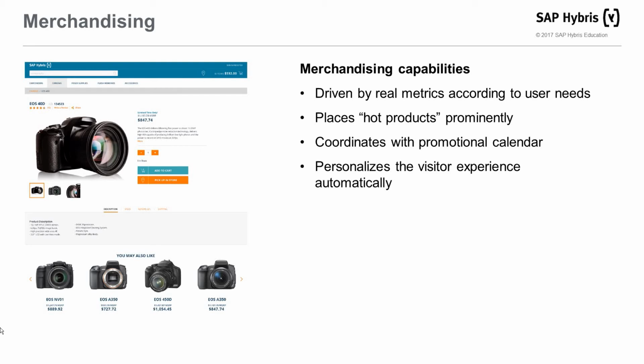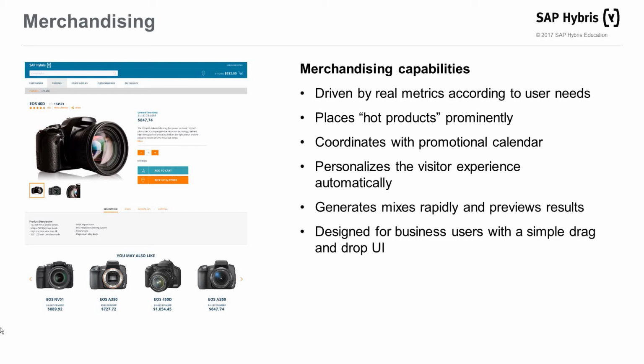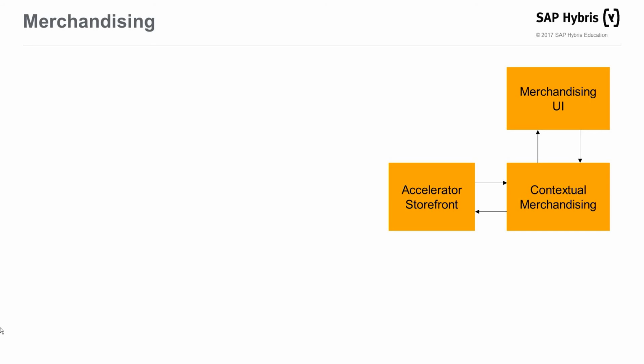Automatic user customization displays pages with content the user is most likely to be interested in. SAP Hybris Merchandising rapidly generates mixes and previews results. Its simple drag-and-drop user interface is designed with business users in mind. Here is how merchandising works.